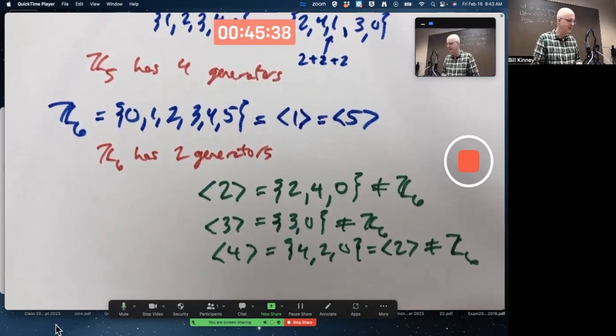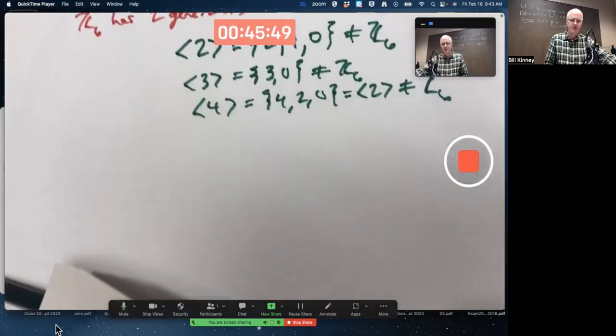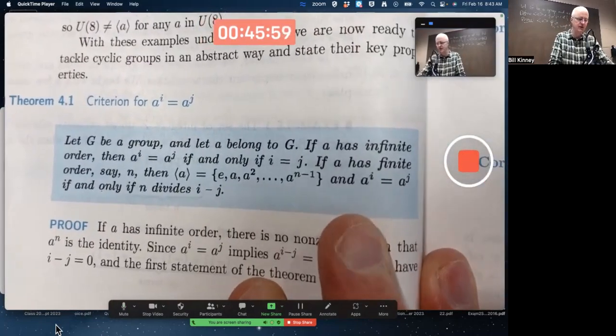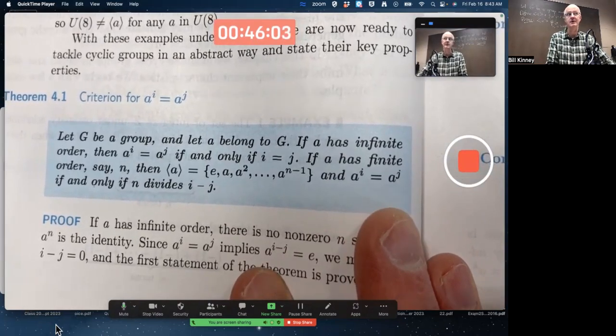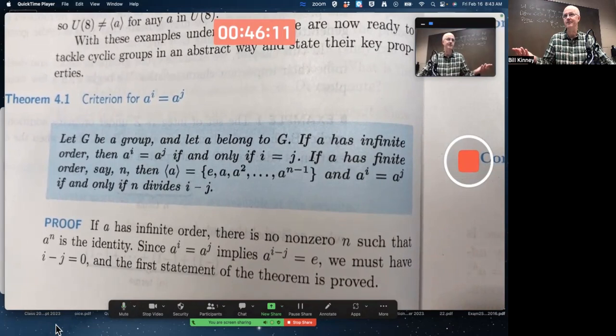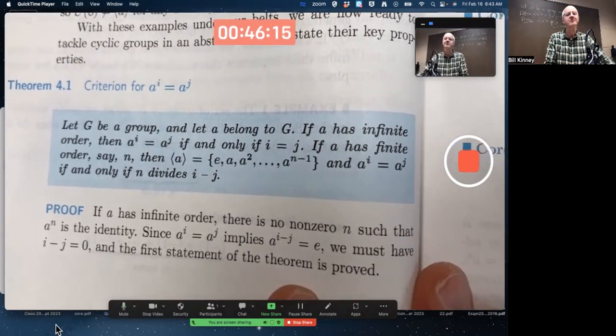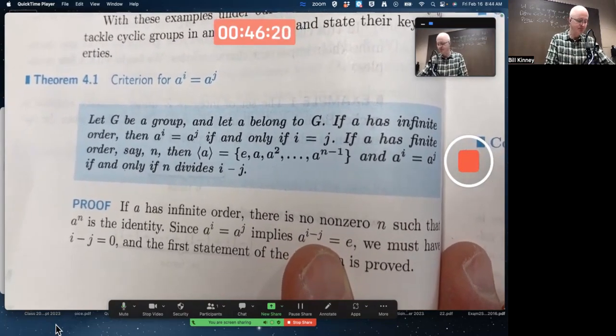Well, let's end class by looking at something in the book. Let's try to wrestle with a theorem. The theorem is more abstract. Very first theorem in chapter 4. Chapter 4's got a lot of theorems and a lot of corollaries, which are theorems too, but they're called corollaries because they're easy consequences of other theorems. Trivial consequences. Maybe you might even say ways of restating the same theorem.